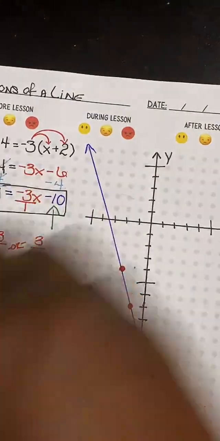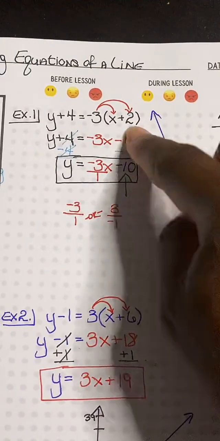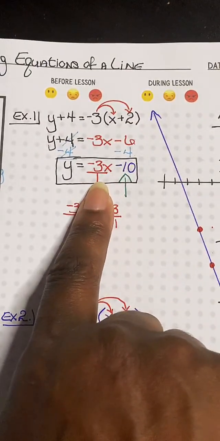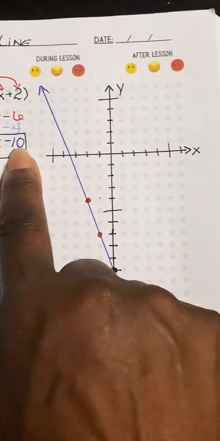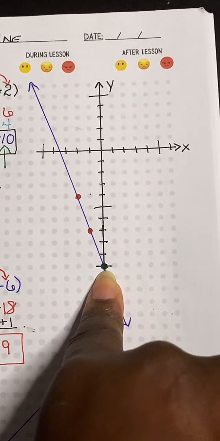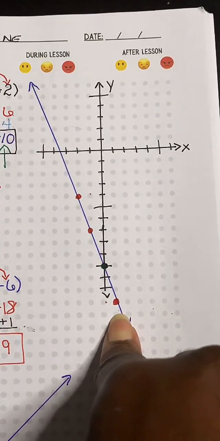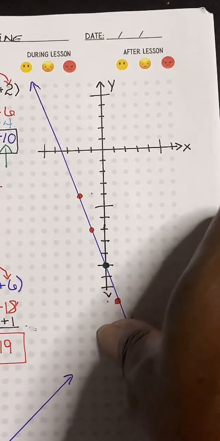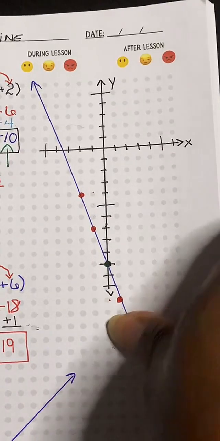Okay. So anytime you see it in point slope, make sure you put it in slope-intercept form. And then where do you start? You always start on the y-intercept. The y-intercept is where you start on the graph. And then you use your slope to graph the next point. Okay? All right? That's all it is.